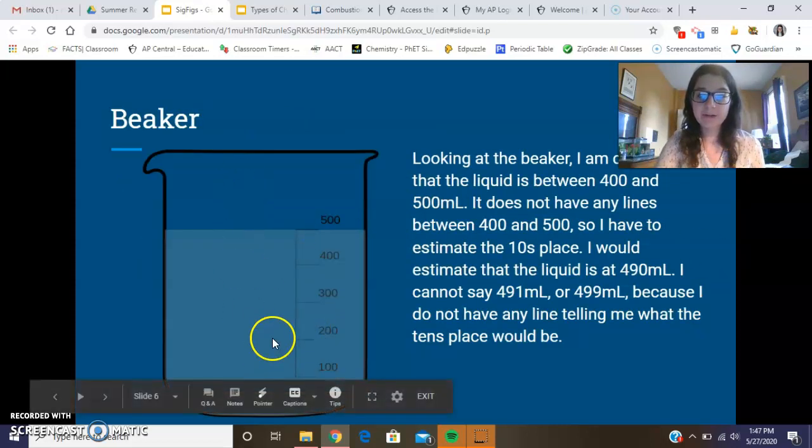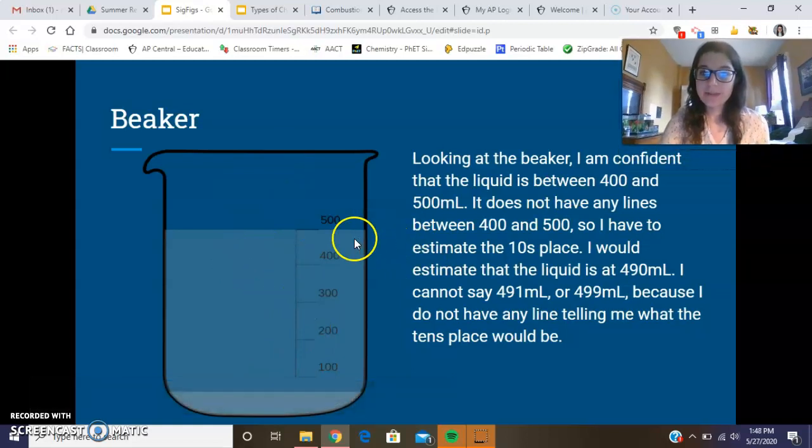Here we have a beaker with some mystery liquid in it. Looking at the beaker, I'm confident that the liquid is between 400 and 500. I know it's past 400. I'm not quite certain that it's reached 500. So I'm confident in 400, that digit place. There is no line telling me where 450 is, or 410, 420, anything like that.